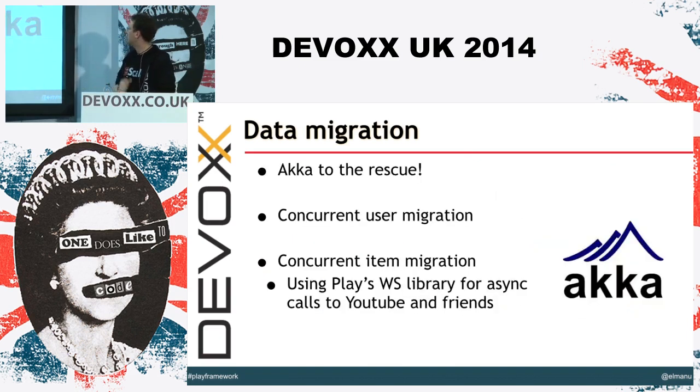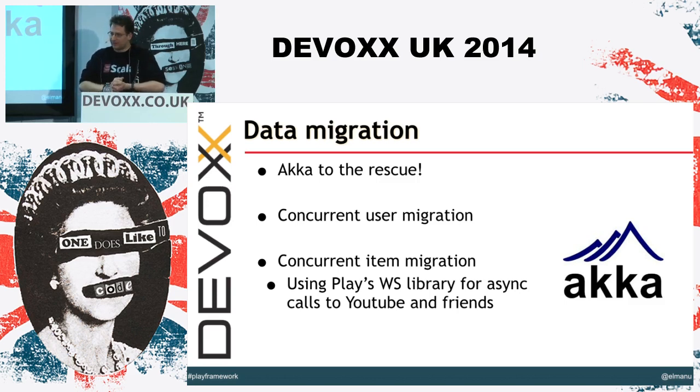We used Akka. Akka is a tool for building concurrent systems. We used it both for user migration and for the item migration. And Akka makes use of a few paradigms, and one of them is the actor model. An actor is a little piece of software that's cheap to have in memory. You can have millions in one JVM, and it communicates with others and reacts to messages sent to other actors.